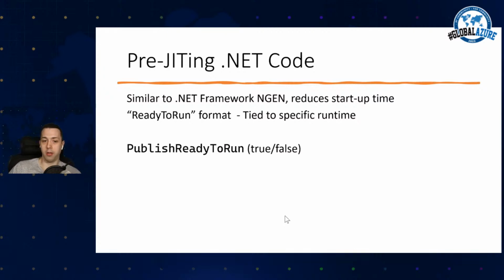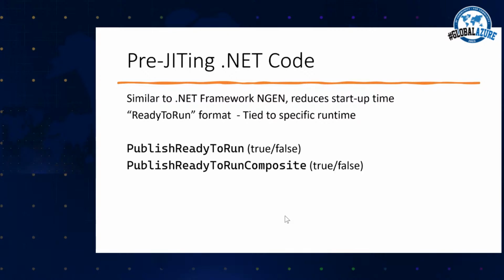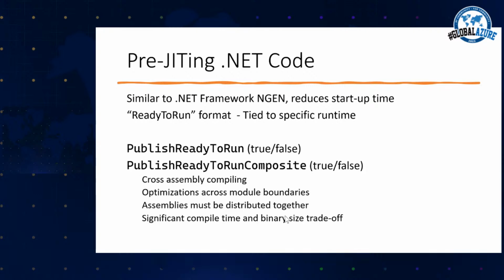You can use this in .NET by, when you publish, setting PublishReadyToRun to true. You can also set PublishReadyToRunComposite to true or false, which gives you some additional optimizations. So you can do cross-assembly compiling. If you're shipping assemblies together, like a self-contained application, you can make sure that you do all the optimizations across the assembly. So for example, inlining methods from one assembly into the code of another assembly, which is only possible if you do these optimizations all at once. But there are, of course, significant overheads. You might have compile time overheads, and the binary size increases a bit.